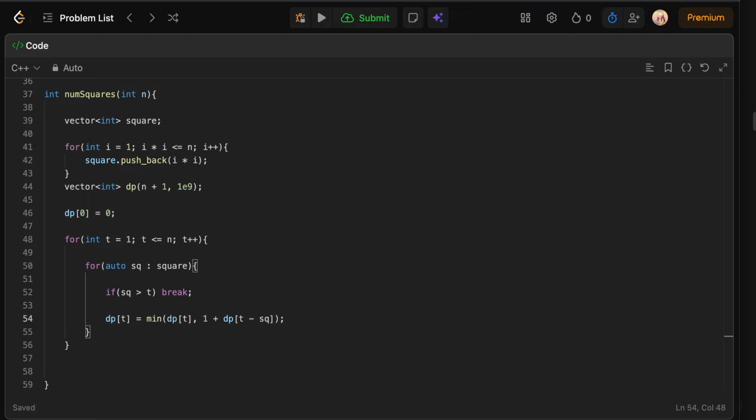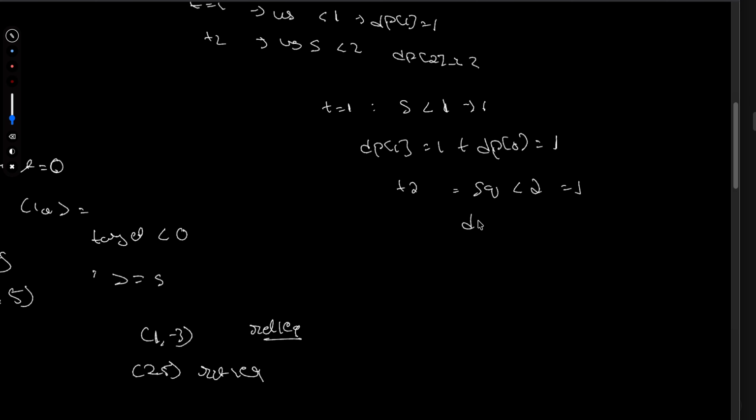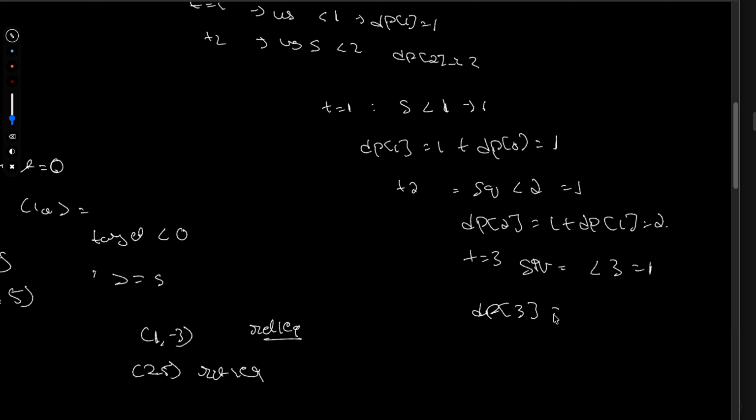See what we are doing here. First, t is equal to 1, square less than or equal to 1 is 1, so DP of 1 is 1 plus DP of 0, which is 1. Target 2: square less than 2 is 1, so DP of 2 is 1 plus DP of 1, so it is 2. Next, t is 3, square less than 3 is 1, and DP of 3 is 1 plus DP of 2, so it is 3.